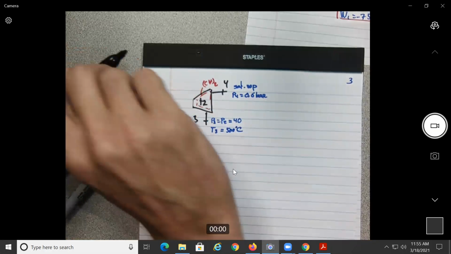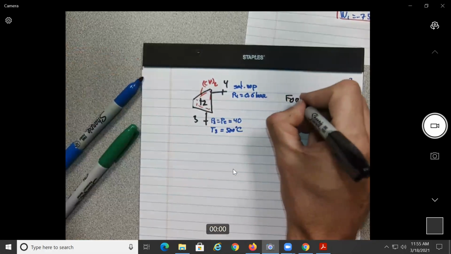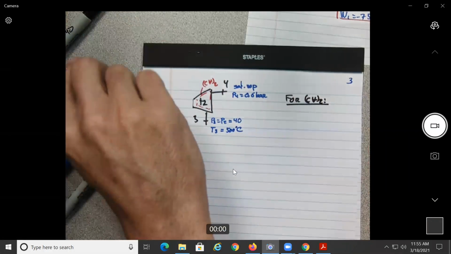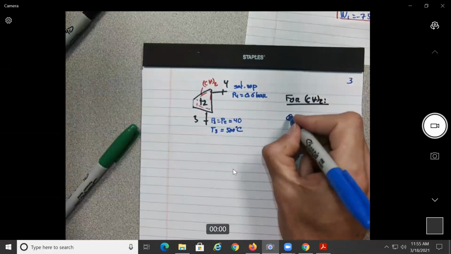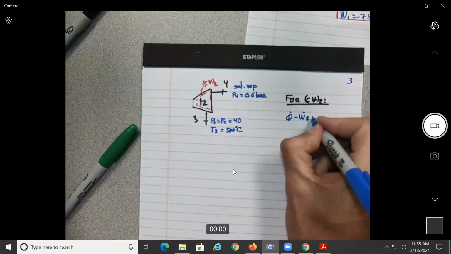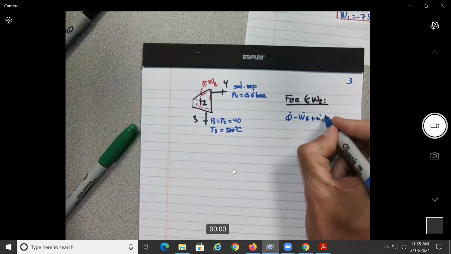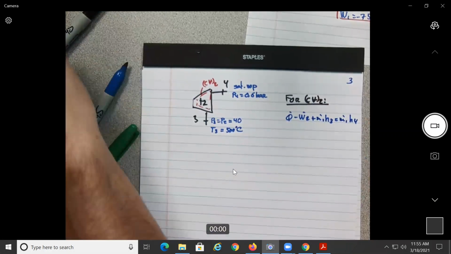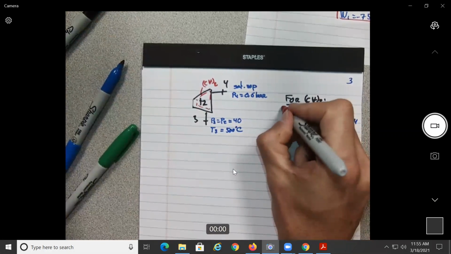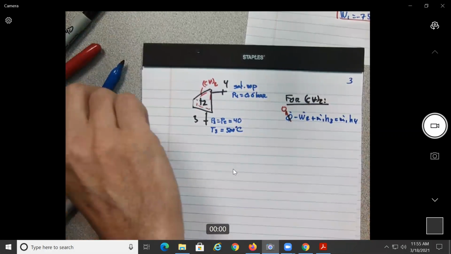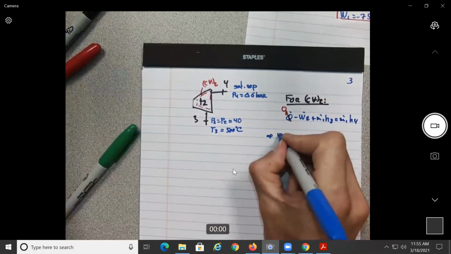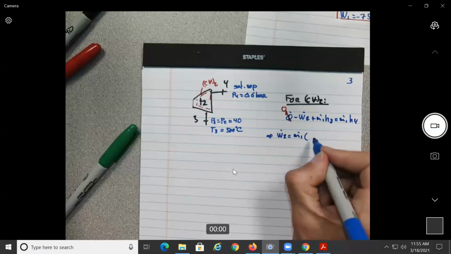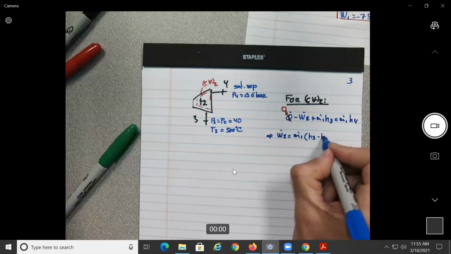So we follow the same reasoning. We say for control volume 2, we're going to have Q dot minus power 2 plus M dot 1 H3 equal to M dot 1 H4. We know it's adiabatic, so this is 0, so there is no heat transfer. So as before, power 2 will be equal to M dot 1 of H3 minus H4.